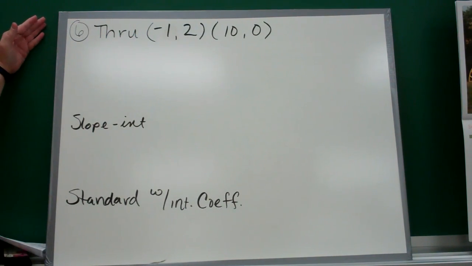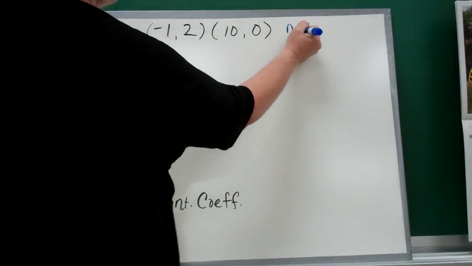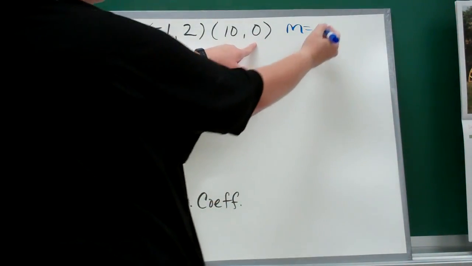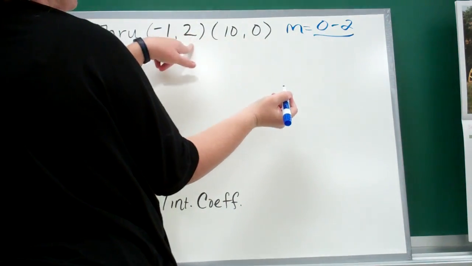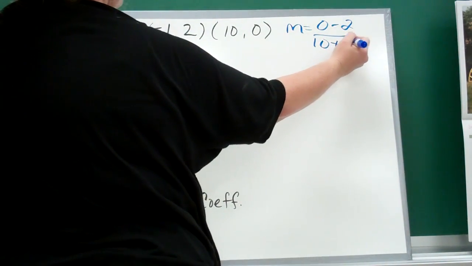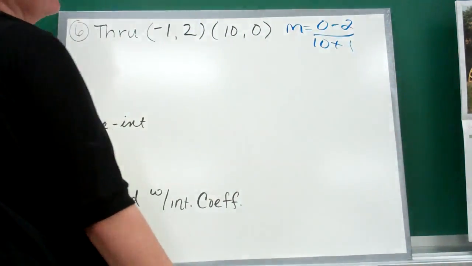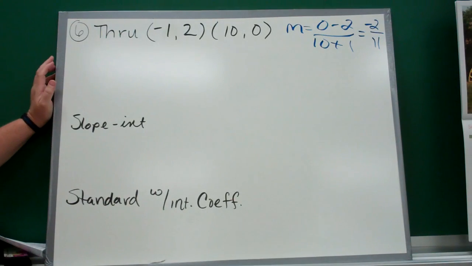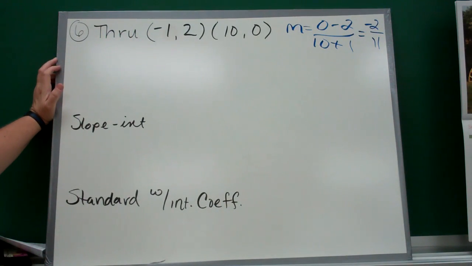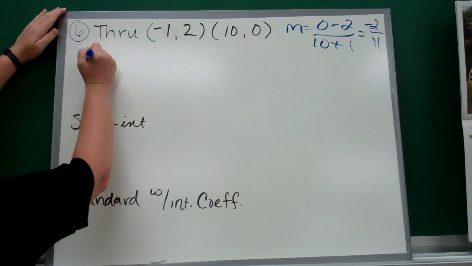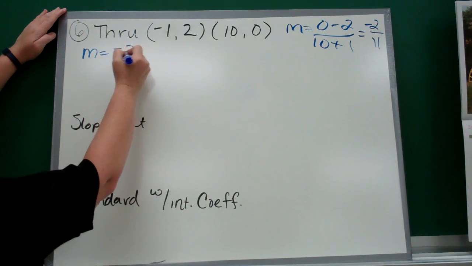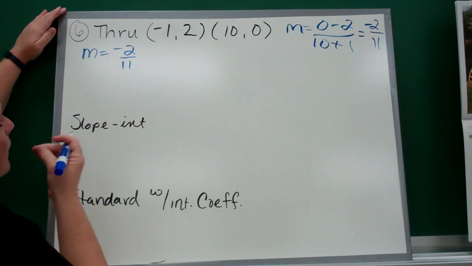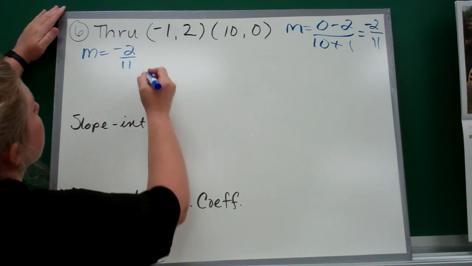Okay. Here they just give us 2 points. That's all we need because we can use our 2 points to find our slope. So let's find our slope over here. M equals 0 minus 2 over 10 minus negative 1, which is negative 2 over 11. Crazy slope. But that's okay, we can deal with crazy. Negative 2 over 11. Use point slope form.